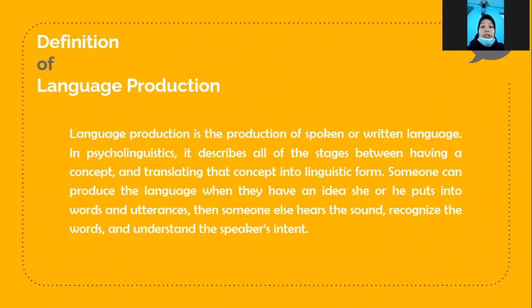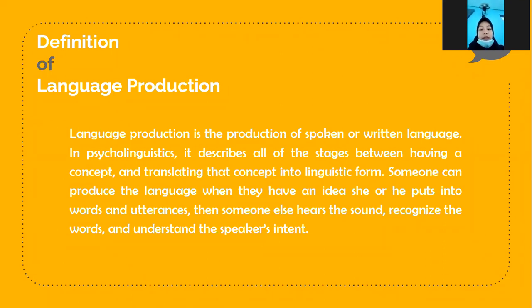Next, a definition of language production. Language production is the production of spoken or written language in which we describe all of the stages between having a concept and translating that concept into linguistic form. Someone can produce language when they have an idea. She or he puts it into words and articulates it. Then someone else hears the sound, recognizes the words, and understands the speaker's intent. I think that's all from me.